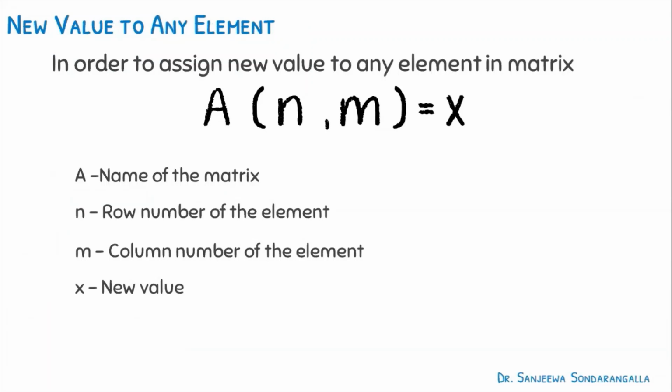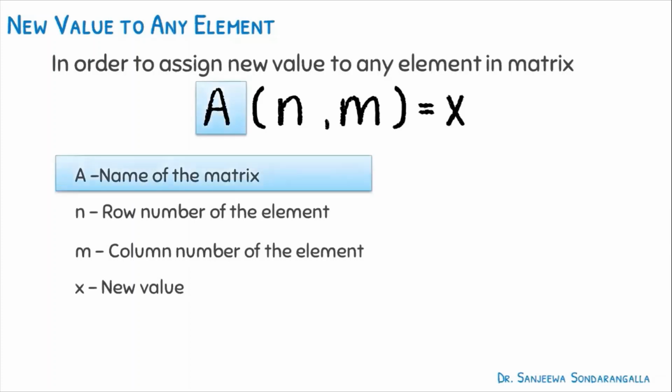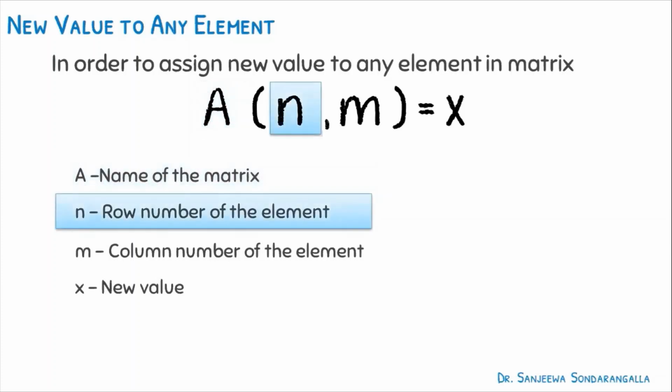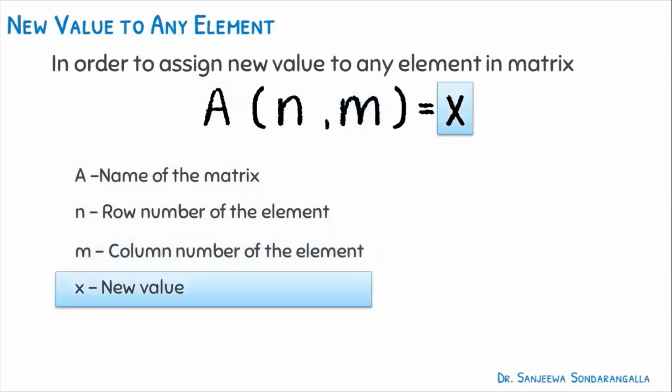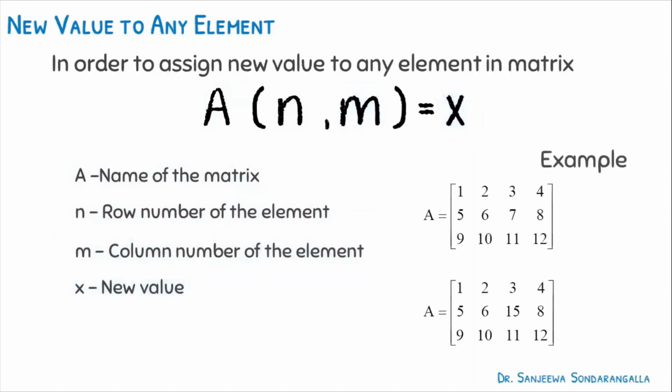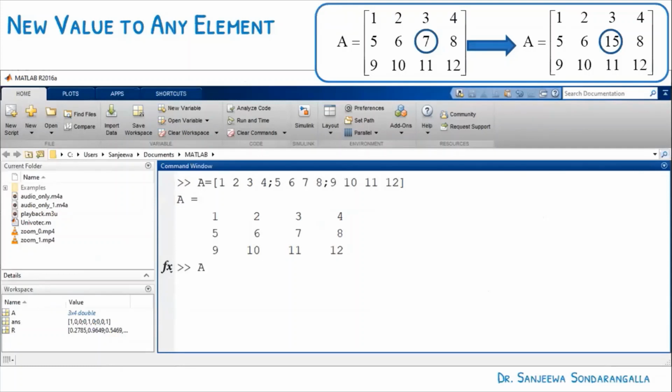In order to assign a new value to any element in a matrix, use the matrix name, within bracket, row number of the element, comma, column number of the element, equal, new value. As an example, if you want to assign 15 to the element in the second row and third column of the previously defined matrix, type A, open the bracket, 2, comma, 3, close the bracket, equal, 15, then enter. This is the matrix A with the new element.